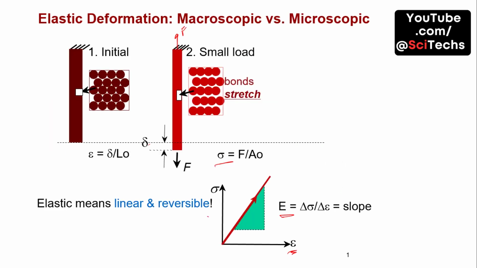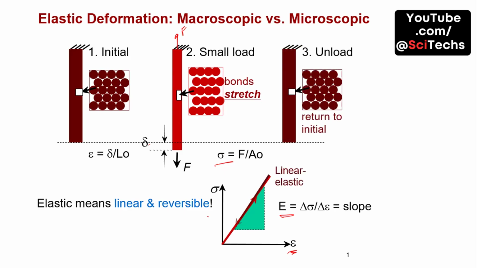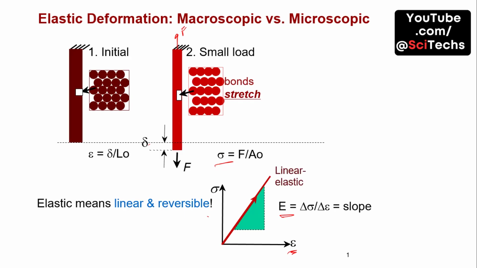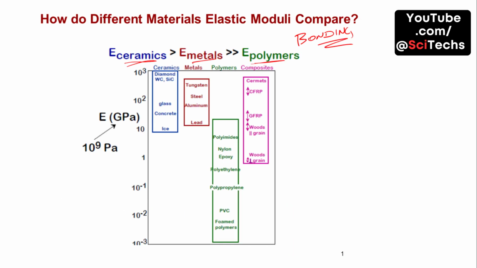Elastic deformation is linear and reversible. On a macroscopic level, bonds stretch and return to their initial state when unloaded. Different materials have varying elastic moduli. Ceramics have the highest, followed by metals, and then polymers.